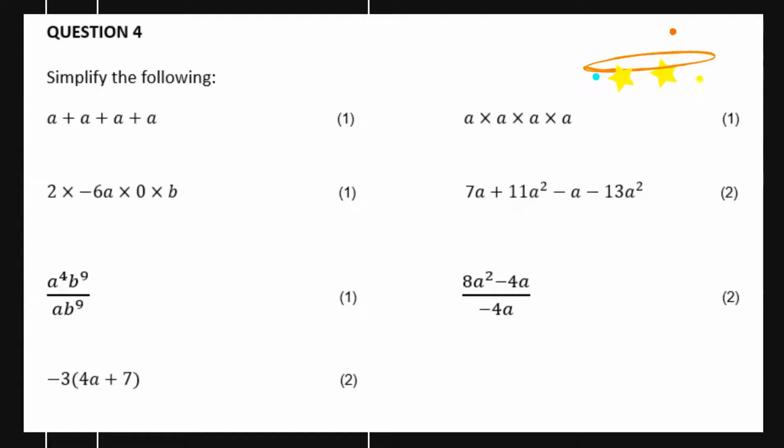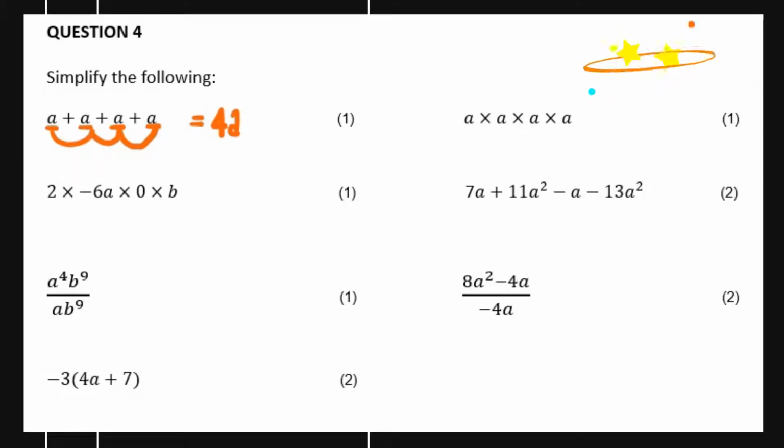Question 4. Simplify the following. With the first question, we have a plus a plus a plus another a. All these a's are like terms, and therefore we can add them. We would go 1a plus another a plus another a plus another a would equal 4a.